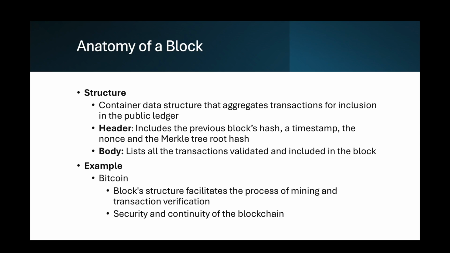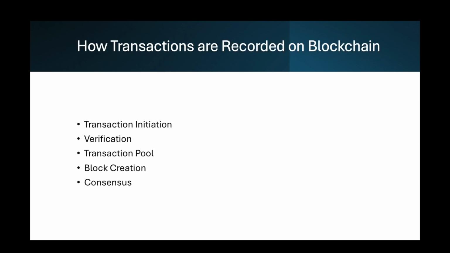Example: in Bitcoin, the block structure facilitates the process of mining and transaction verification, ensuring the security and continuity of the blockchain. How transactions are recorded on the blockchain. Transaction initiation: a user signs a transaction with their private key and broadcasts it to the network. Verification: nodes verify the transaction's validity, including signature authenticity and the sufficiency of funds.